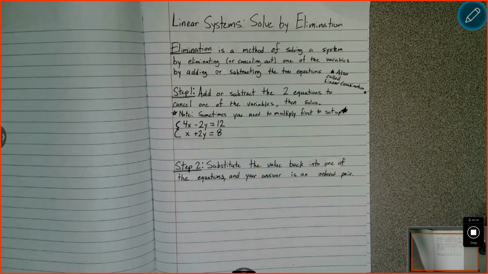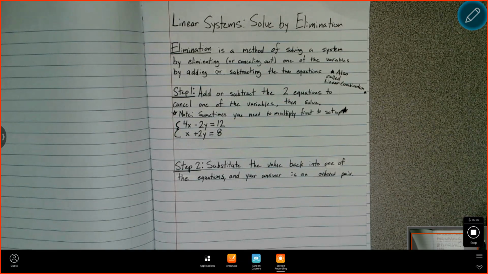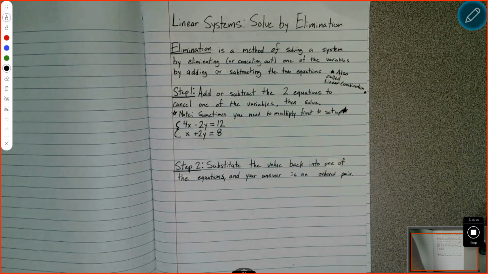So essentially what you're going to do is take the two equations in the system. In this case, we have 4x minus 2y equals 12, and x plus 2y equals 8. These are the two equations in my system. We are going to combine these two using addition or subtraction in hopes of canceling out one of my variables. So step one says, add or subtract the two equations to cancel one of the variables, and then solve.